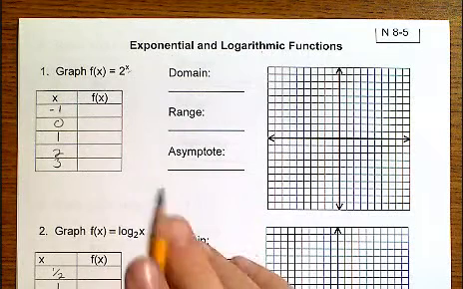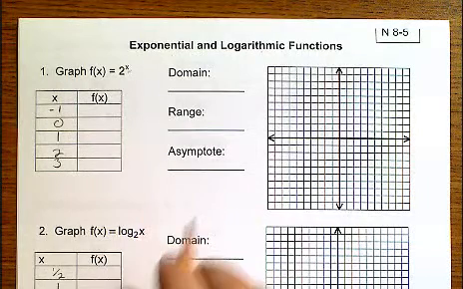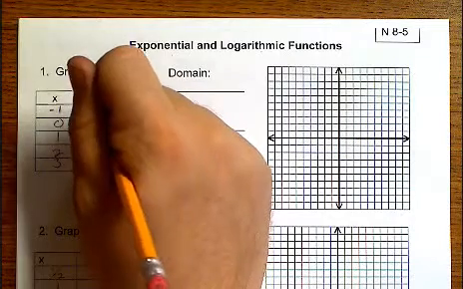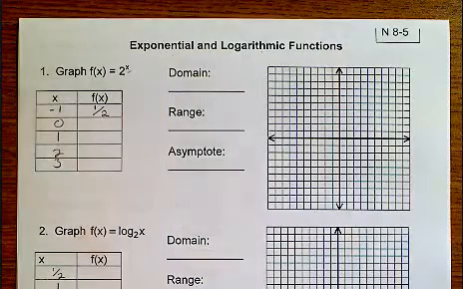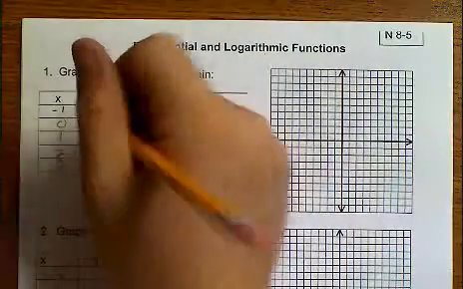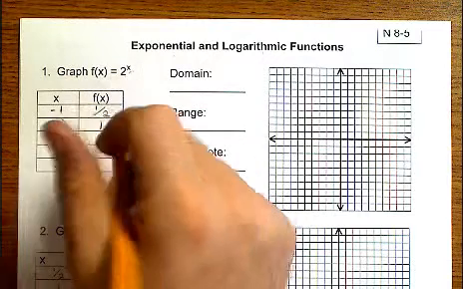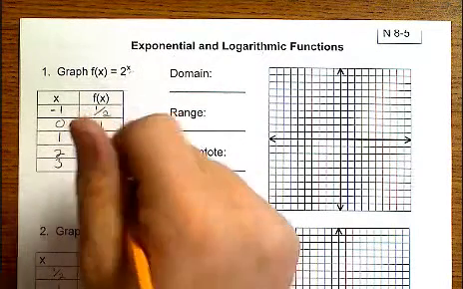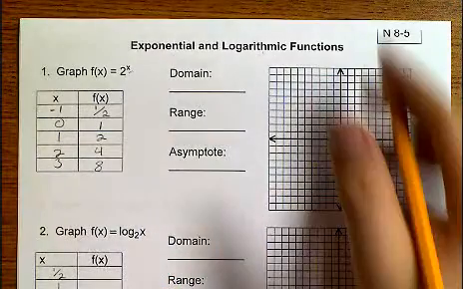Well, 2 to the negative first power is 1/2. 2 to the 0th power is 1. 2 to the first is 2. 2 squared is 4. And 2 cubed is 8. Let's just go and graph this.